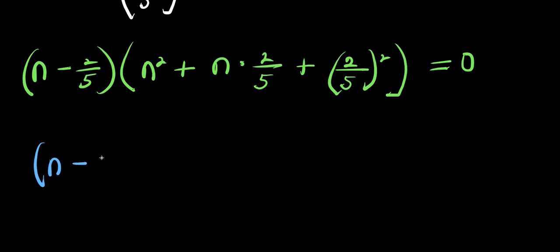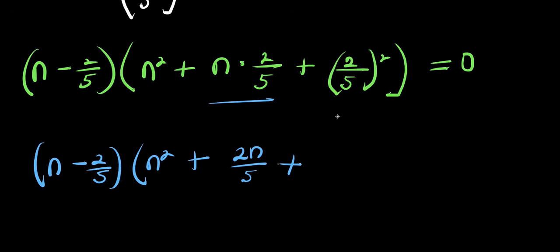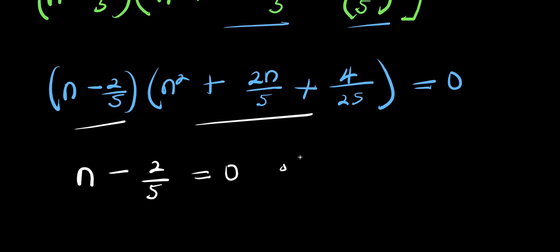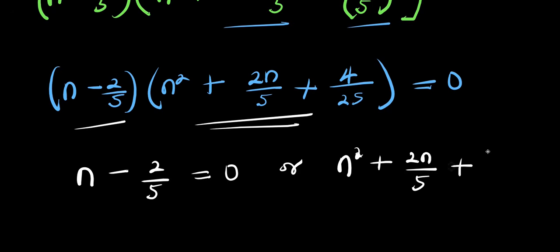From here, I have n minus 2 over 5 times n squared plus this is 2n over 5 plus this is 2 to the power 2, that is 4, 5 to the power 2, that is 25, and this equals 0. So from here, we equate each of these to 0. We have n minus 2 over 5 equals 0, or we have n squared plus 2n over 5 plus 4 over 25 equals 0.